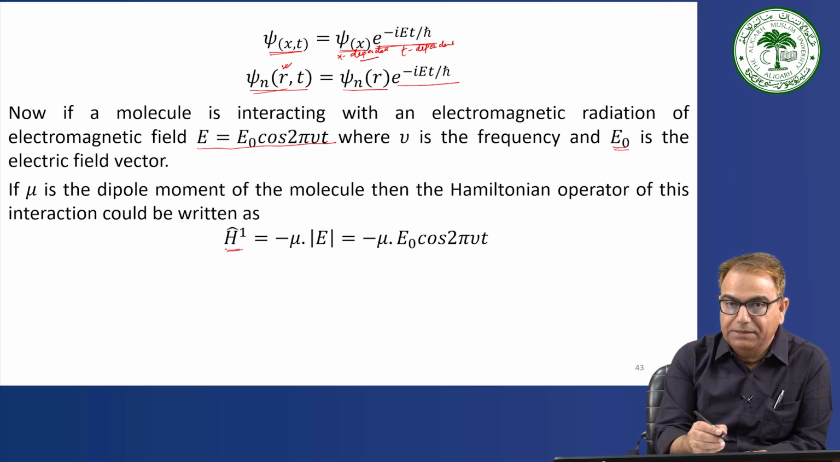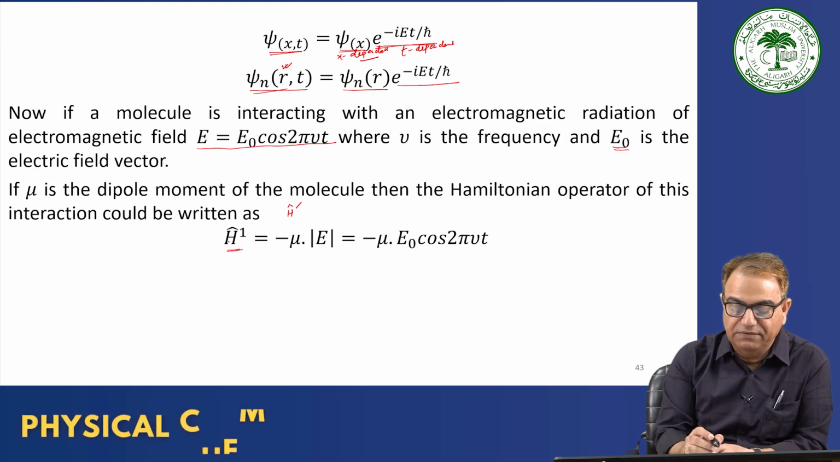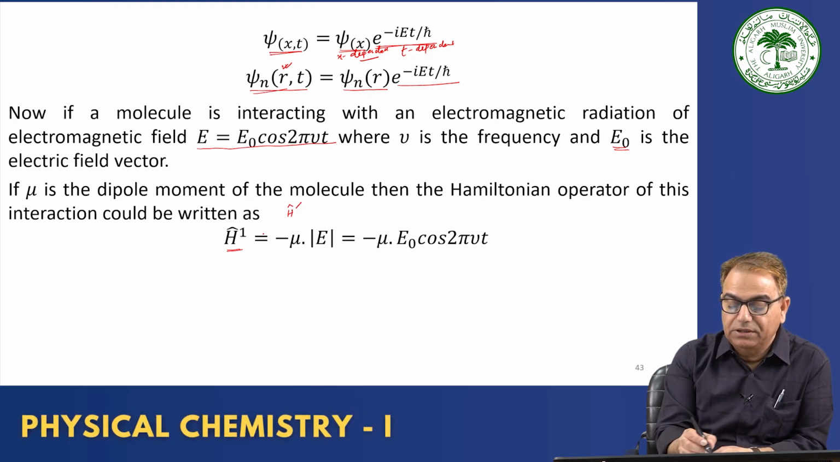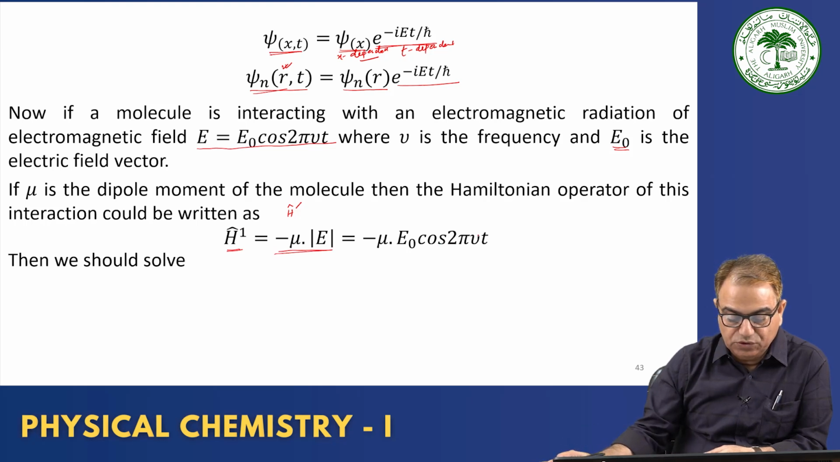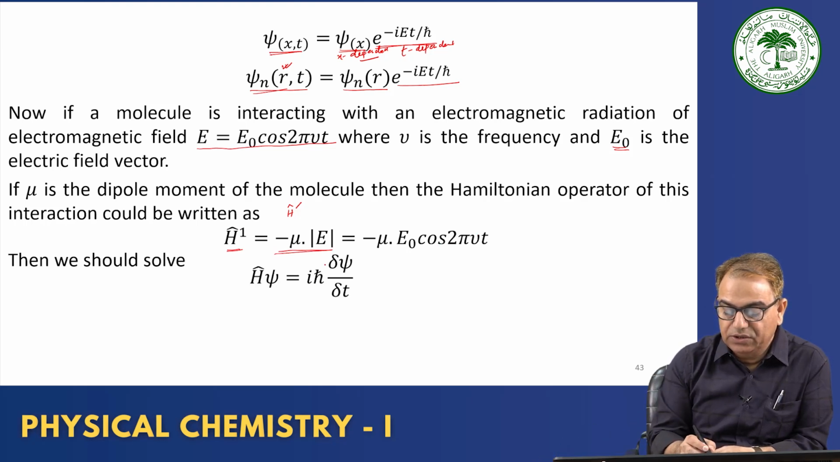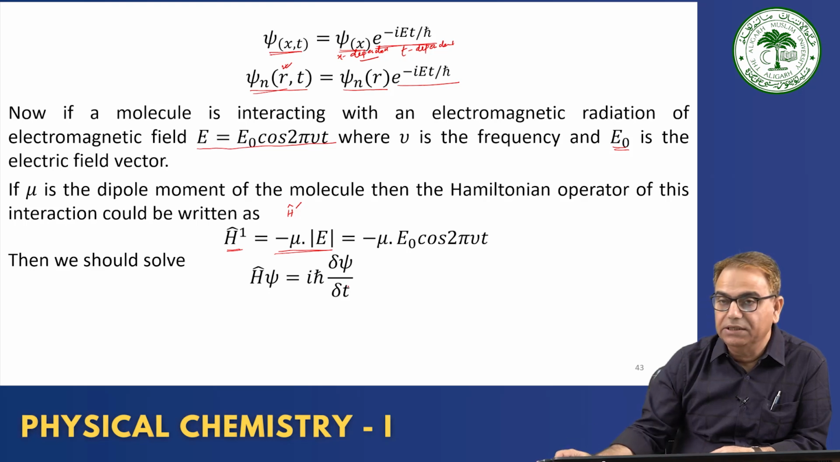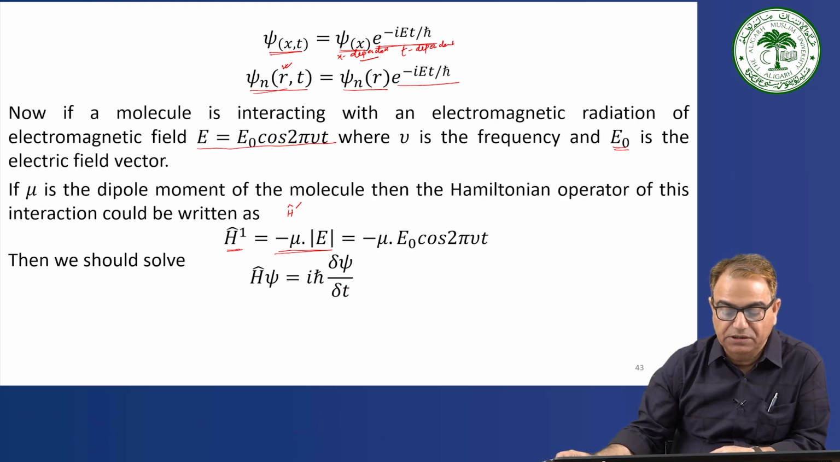Now, a departure from the previous modules where I have written H prime as the perturbation, here I have written H1, so don't get confused with that. This perturbation is minus mu dot E, so it will be minus mu E naught cos 2 pi nu t, and then we should solve H psi equal to i h cross del psi by del t. This equation we have to solve. The perturbation is now known to you.